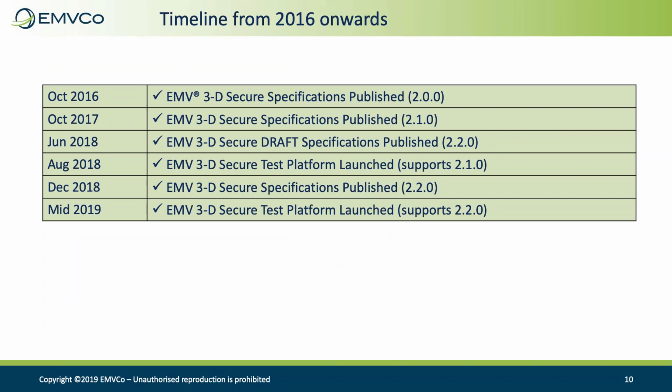Looking at the timeline that we've been working on since we started with the EMV 3D Secure specification, in October of 2016, we published the first release, which is 2.0.0. A year later, we published the 2.1.0 specification. And in June of 2018, the draft of version 2.2.0 was published.